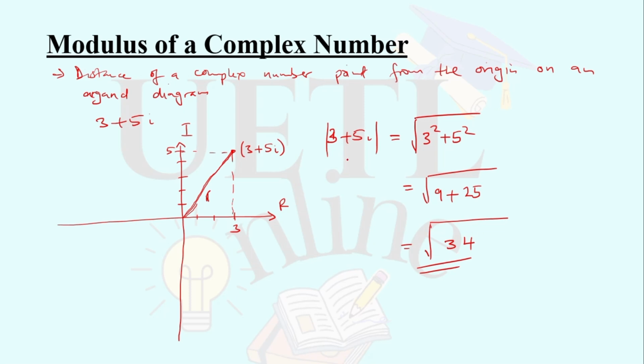If a complex number is represented by z, and you want to write the modulus of z, you say the modulus of z is equal to root 34. As easy as that, this is how we find the modulus of a complex number. The modulus is the distance from the origin to a complex number point, and to find it, we just take the square root of 3 squared plus 5 squared. Now we have easily found the modulus of a complex number.